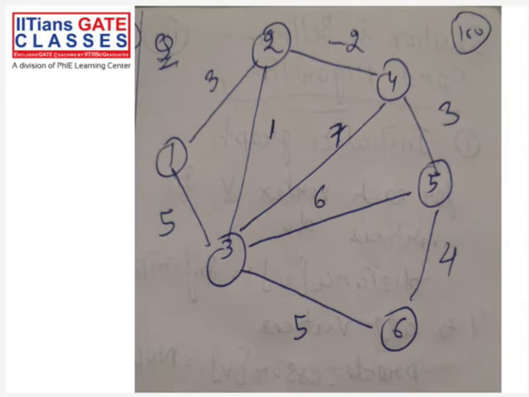Now what I want is, try to implement Dijkstra's algorithm for this graph. Consider your source node is 1. Try to implement Dijkstra's algorithm. This node is 1. These are all infinities.